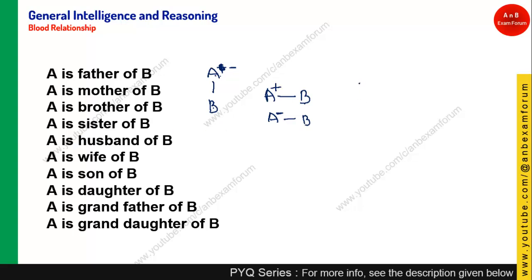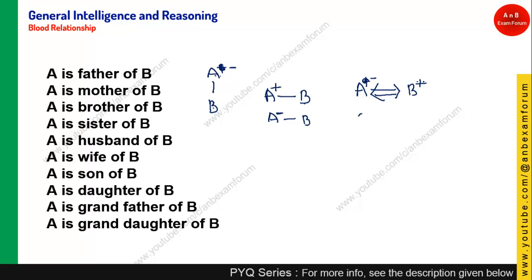The next one is A is husband of B. It is very simple. For making the husband-wife relation, we need to use this symbol. Since A is husband, we will make plus on that. So A is husband of B. And if you see the next, A is wife of B, so the plus symbol will become minus. In general, male and female are husband and wife, so if it is minus, then it will become plus.